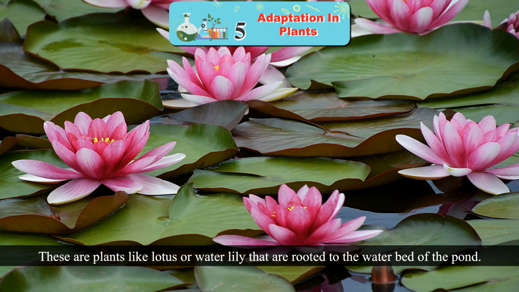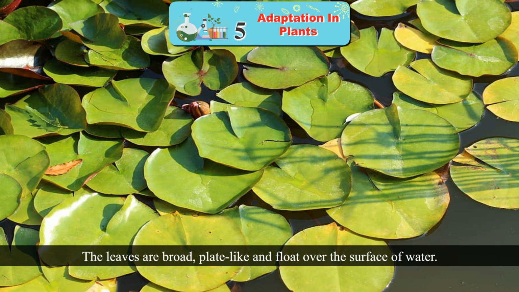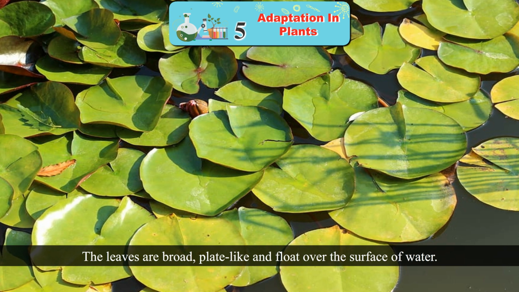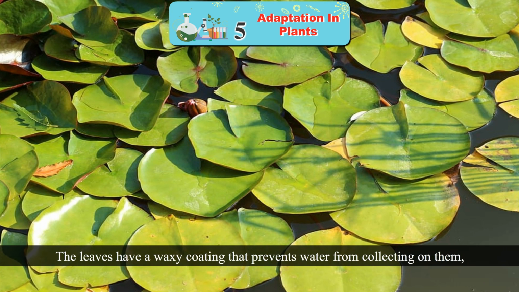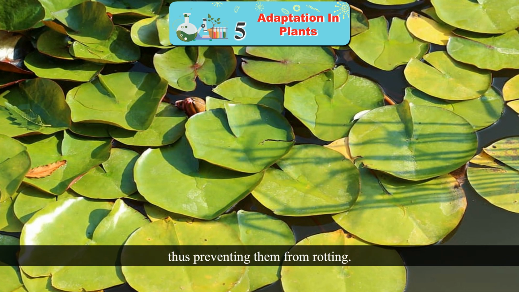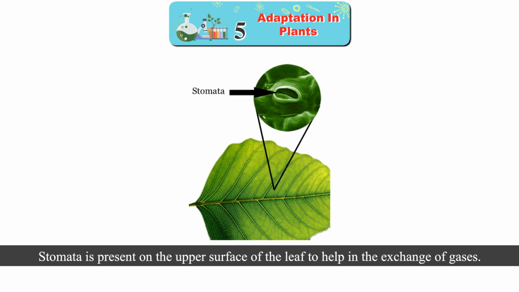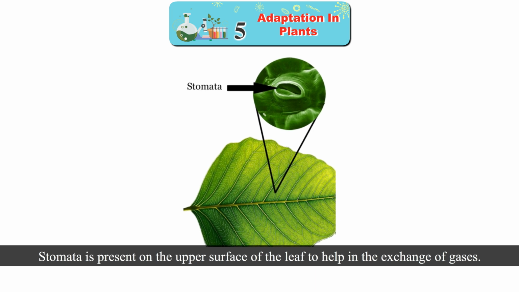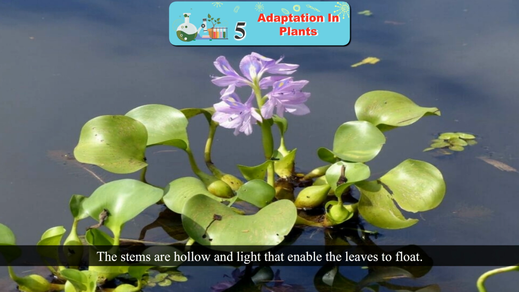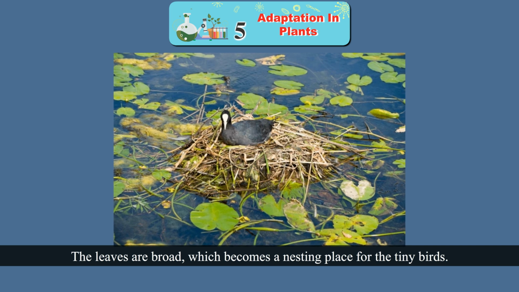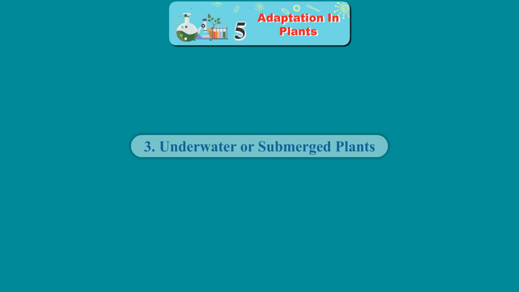Second, fixed plants. These are plants like lotus and water lily that are rooted to the waterbed of the pond. The leaves are broad, plate-like and float over the surface of water. The leaves have a waxy coating that prevents water from collecting on them, thus preventing them from rotting. Stomata are present on the upper surface of the leaf to help in the exchange of gases. The stems are hollow and light, which enables the leaves to float. The broad leaves become a nesting place for tiny birds.